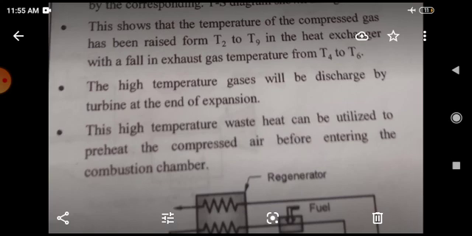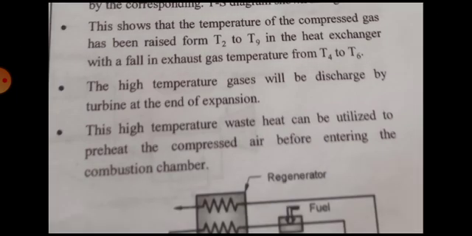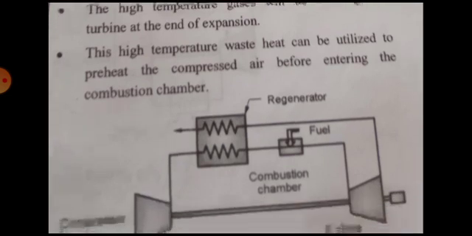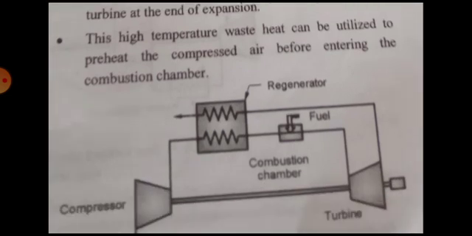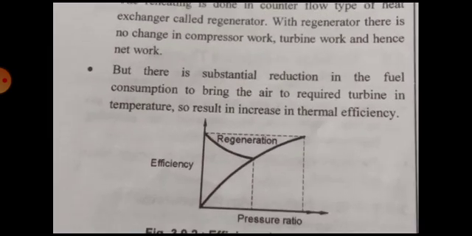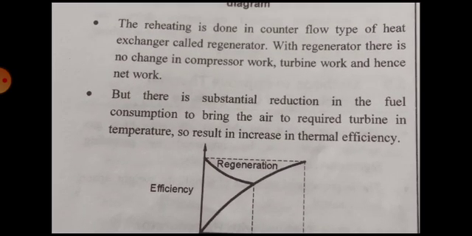This shows that the temperature of the compressed gas has been raised from T2 to T9 in the heat exchanger, with a fall in exhaust gas temperature from T4 to T6. The high temperature gases will be discharged by the turbine at the end of expansion. This high temperature heat can be utilized to preheat the compressed air before entering the combustion chamber. The reheating is done in a counterflow type of heat exchanger called a regenerator.